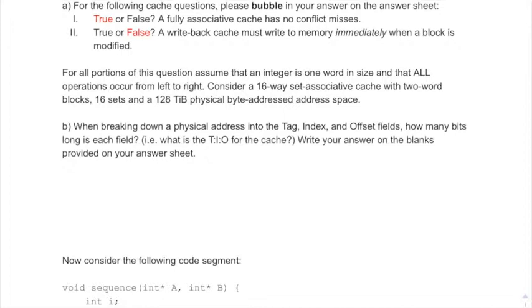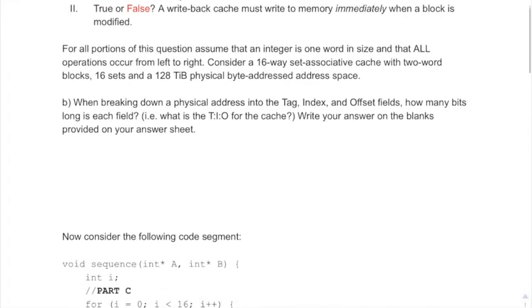The second question asks whether or not a write-back cache must write immediately to memory when a block is modified, and that is indeed false. If a cache writes to memory immediately when a block is modified, that's a write-through cache, not a write-back cache. Write-back caches write to memory whenever they feel like it.